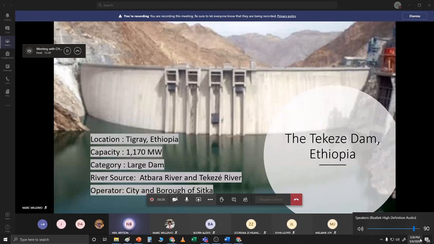Location niya po ay Tigray, Ethiopia. Ang total capacity niya po ay 1,170 megawatts. Category is large dam. The river source is Atbara River at Tekeze River. Bali, dalawa po yung pinagkukunan niya. Then, ang operator niya po ay City and Borough of Sitka.